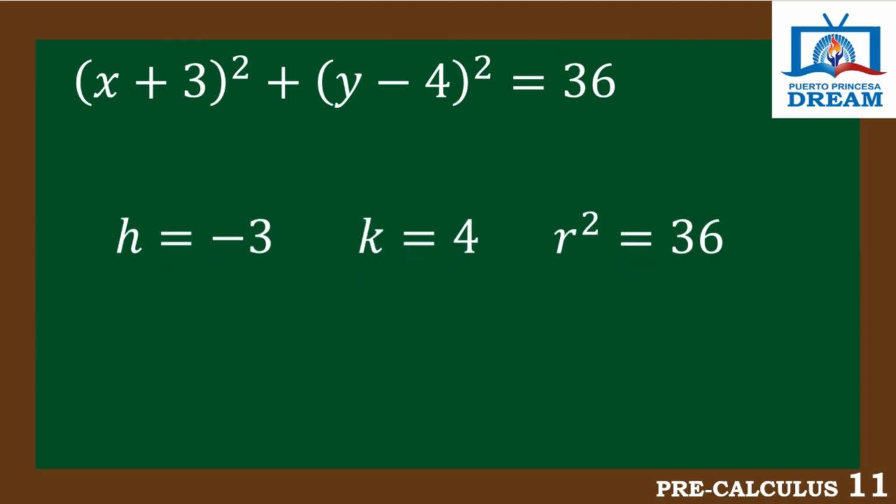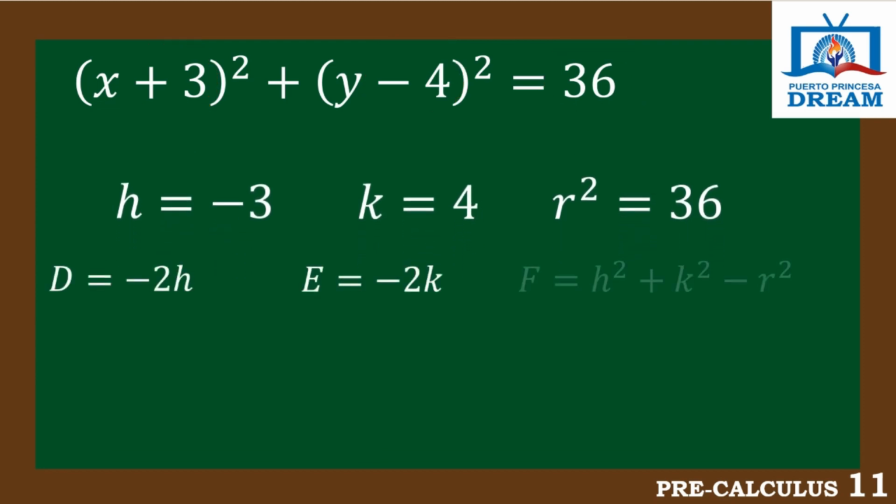Let us solve for coefficients d, e, and f, using these formulas that were given a while ago. To find the value of coefficient d, we will use the formula d equals negative 2h. By substituting the value of h, which is negative 3, it will become negative 2 times negative 3. And the answer is.